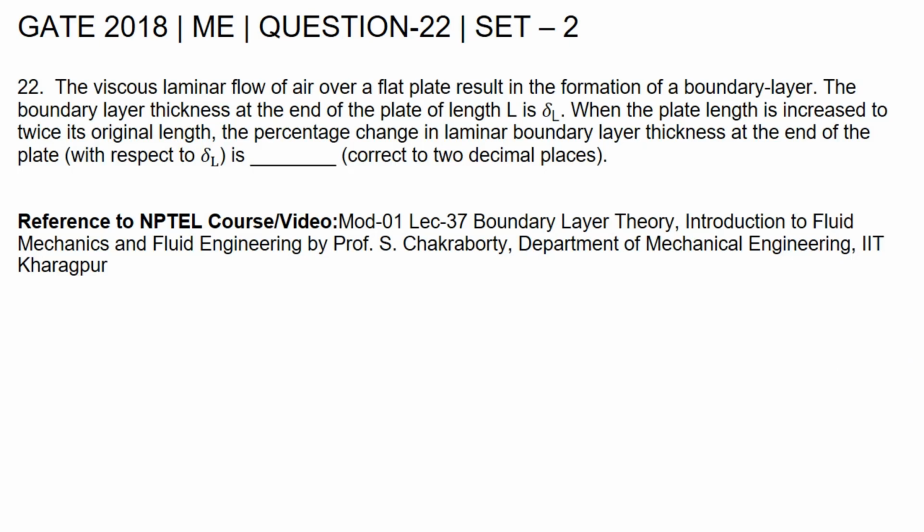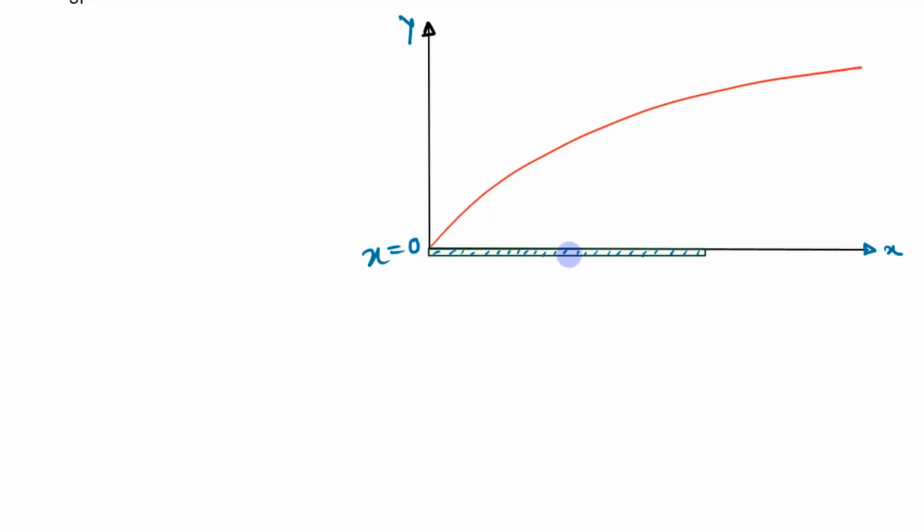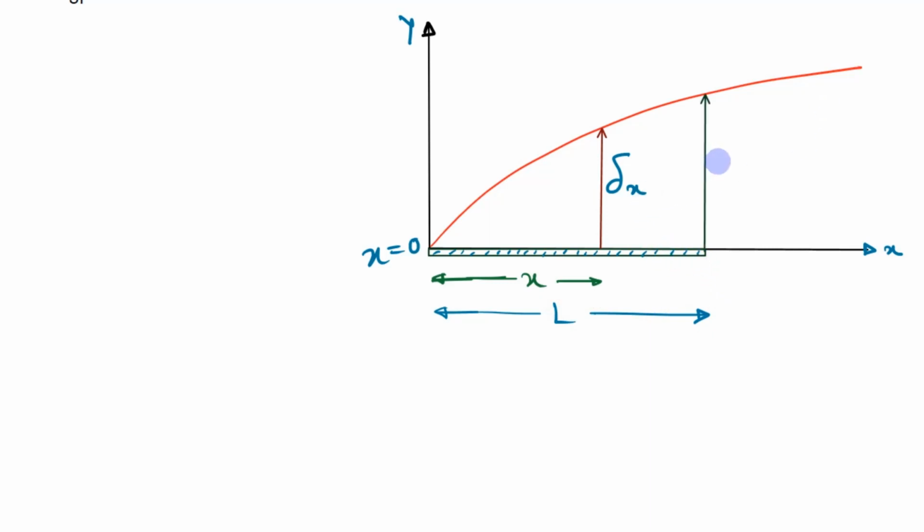Let's understand the boundary layer thickness over the flat plate. Now let's say this is the flat plate and this red curve represents the boundary layer over this flat plate. Suppose at a distance x from the origin, where we have taken the starting point of the plate as the origin, the thickness of the boundary layer is given by delta x at this point. Now let's say the total length of this flat plate is L. So at the end, the boundary layer thickness will be delta L.